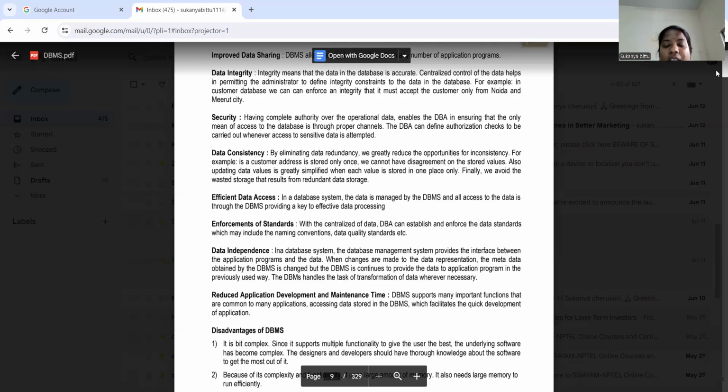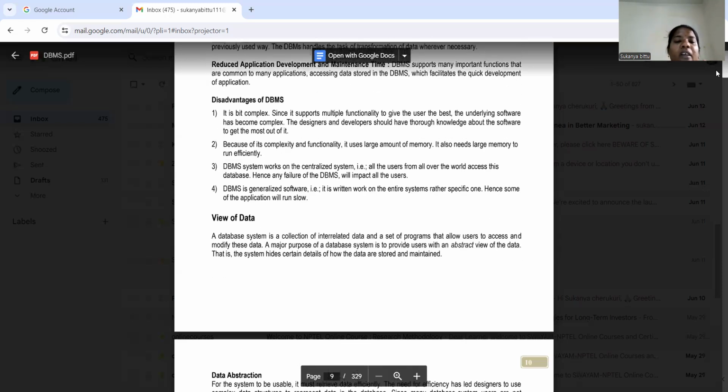Accessing the data stored in the database, and it gives the facility of quick development of applications. So here we have some disadvantages also. So what are the disadvantages? It is a bit complex, since it supports multiple functionality to give the user the best. The underlying software has become complex. So the designers and developers should have knowledge about the software to get the most out of it.